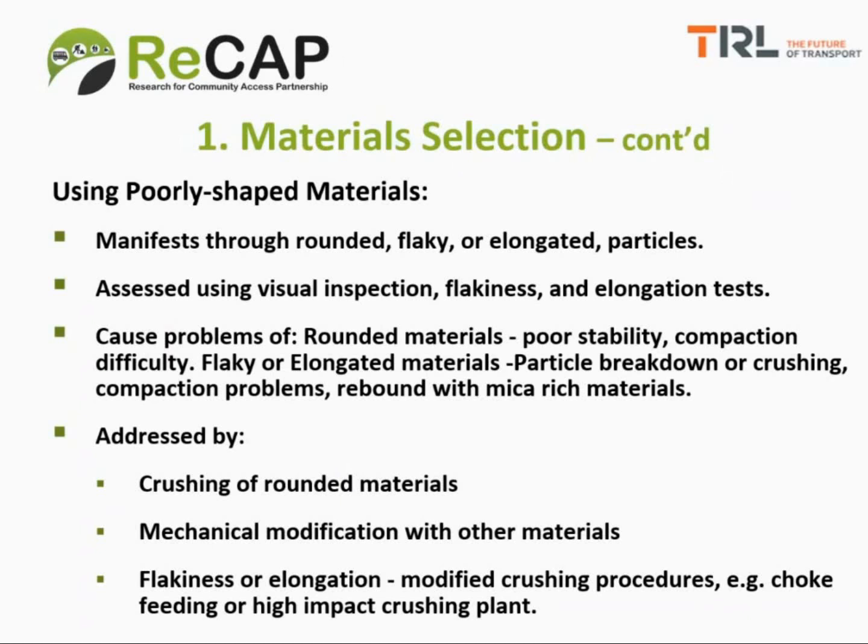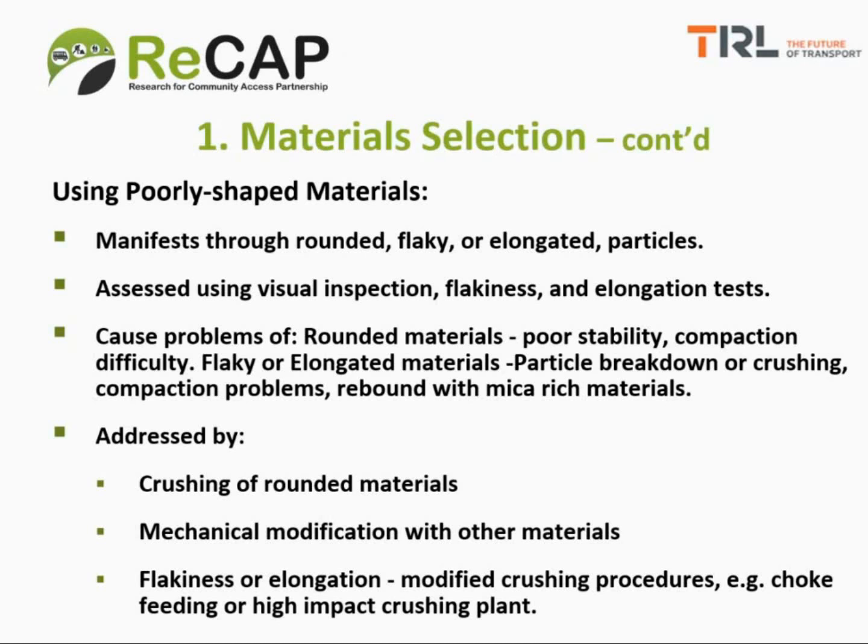For example, rounded materials offer poor stability and are also very difficult to compact. It's almost like trying to compact ball bearings. Flaky or elongated materials often end up breaking down under traffic or crushing during compaction, and some of them even rebound when they're compacted. An example of that are materials rich in mica.